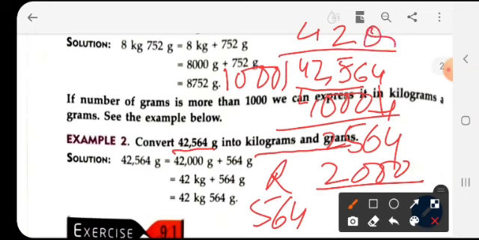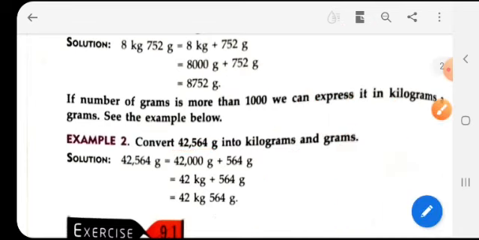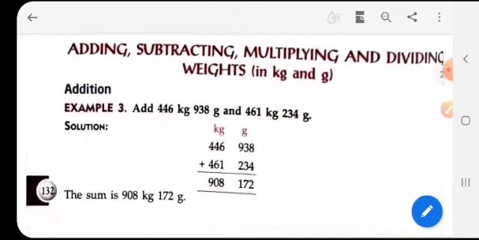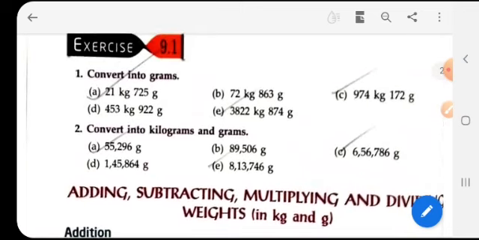Now the remainder becomes the gram and the quotient is equivalent to kilogram. So what is the answer? It is 42 kgs and 564 gram. So now it's easier to do. So let's see, exercise 9.1 deals with these two examples. So you will have to do question 1 and question 2, 9.1.